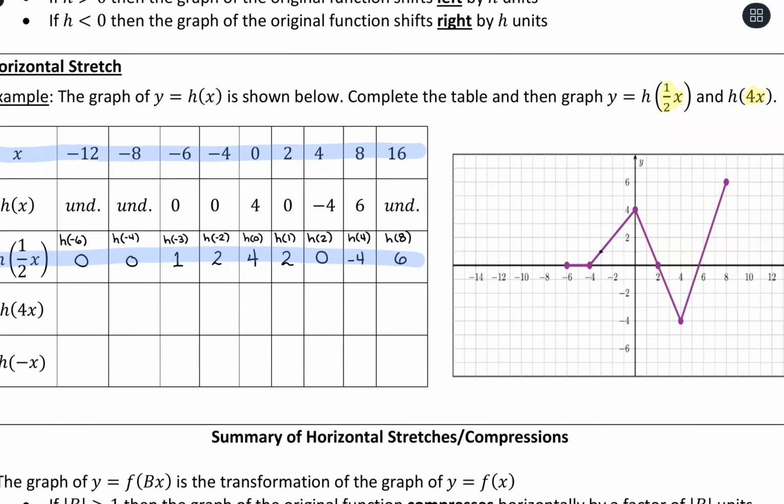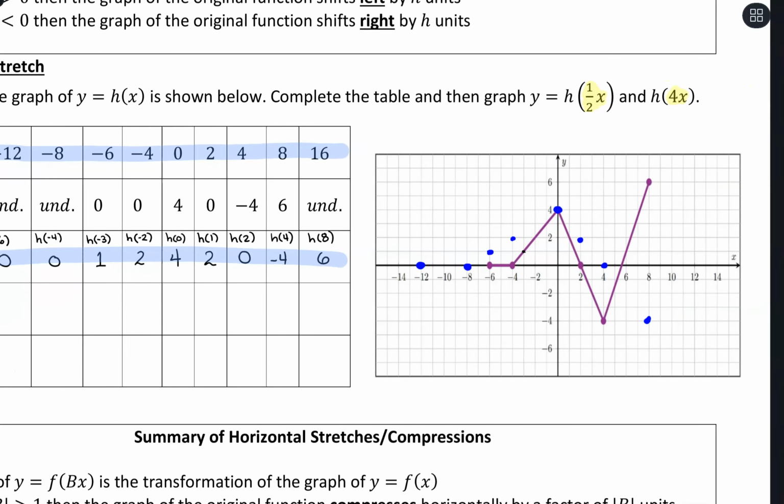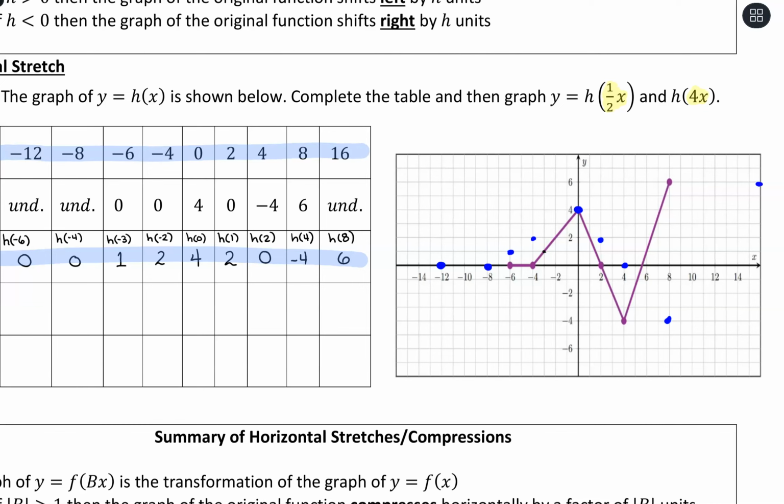So at negative 12, we're graphing 0. At negative 8, we're graphing 0. At negative 6, we're graphing 1. At negative 4, we're graphing 2. And 0, we're graphing 4, so that point stays exactly the same. 2, 2, 4, 0, 8, negative 4, and 16, 6. And let's go ahead and graph this.